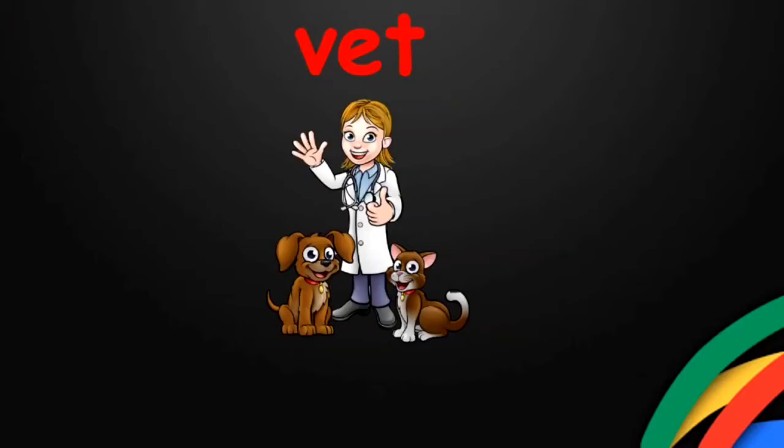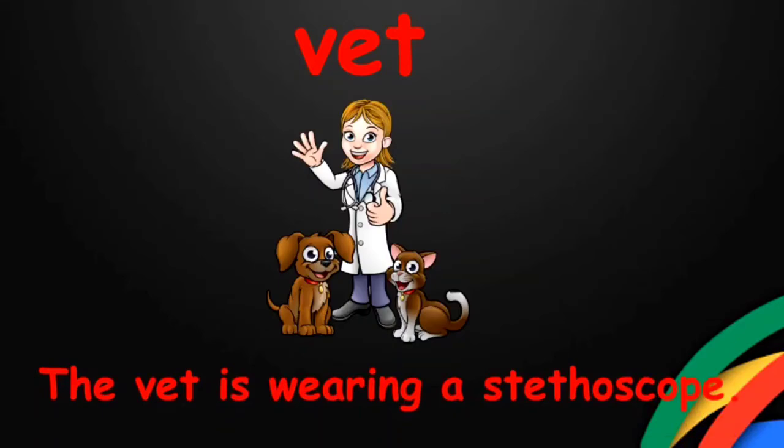The word is vet. V-E-T, vet. What does vet mean? Vet refers to a veterinary doctor, means a doctor who treats animals. Look at this girl. She is wearing a white coat and a stethoscope. She is a vet. And you can see a cute dog and a cat sitting next to her. I have used the word vet in a sentence like, the vet is wearing a stethoscope. You can see a stethoscope around the doctor's neck.